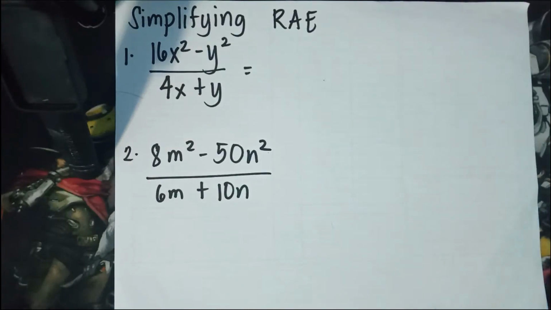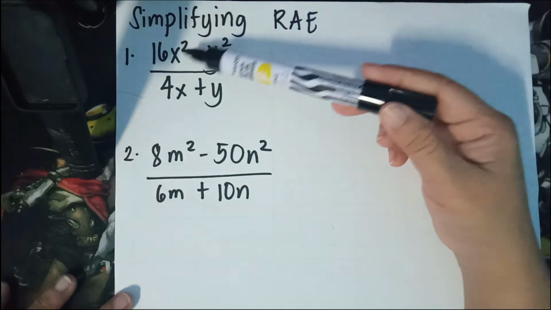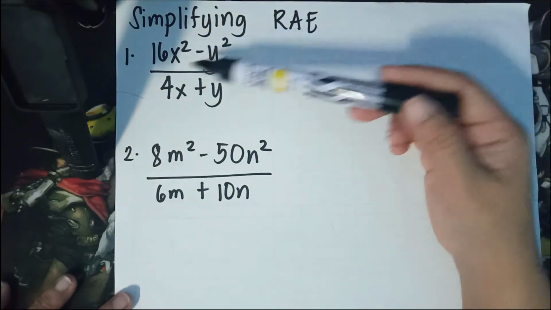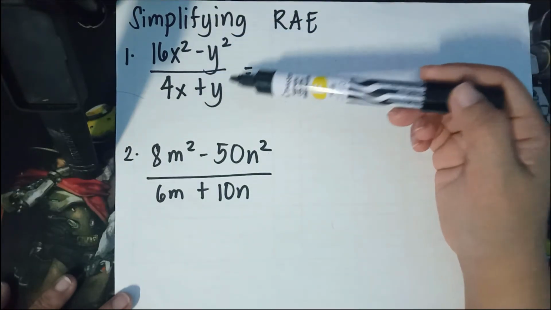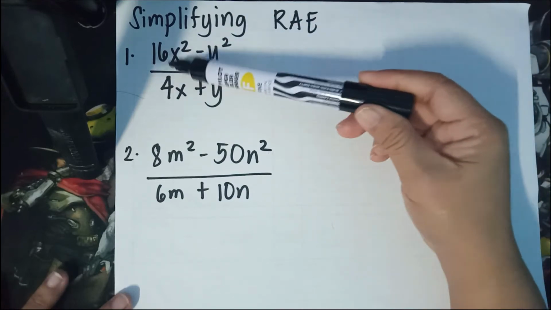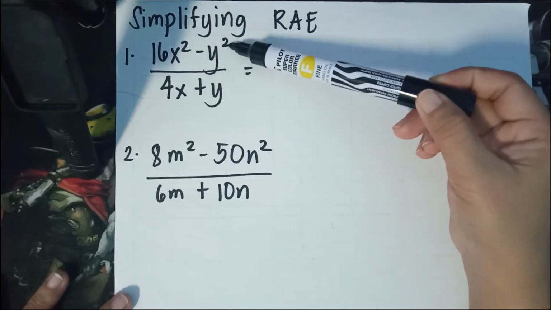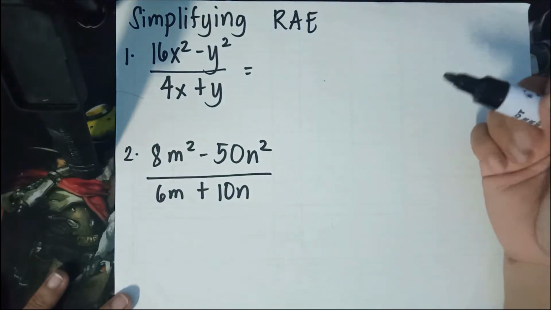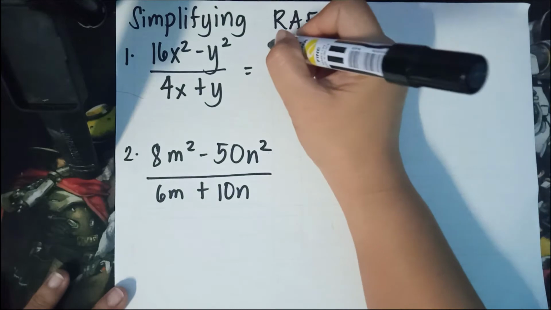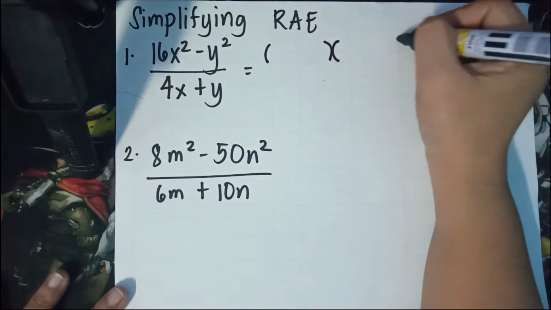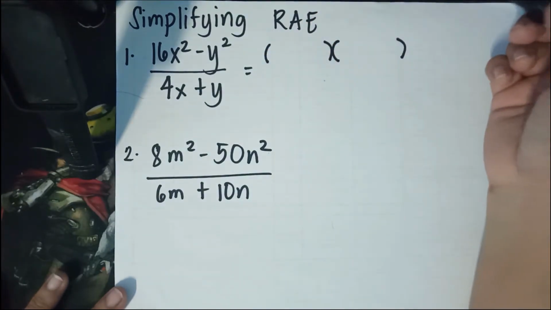We will now proceed with simplifying rational algebraic expression. Number 1, 16x squared minus y squared over 4x plus y. We have 16x squared minus y squared, which is a difference of two squares. Then we can use factoring method of difference of two squares.